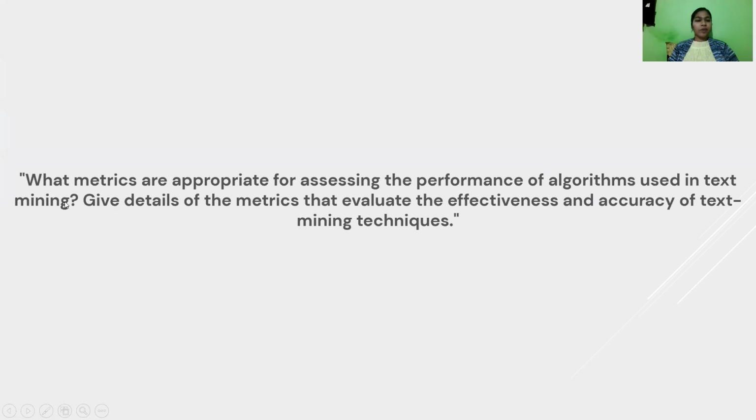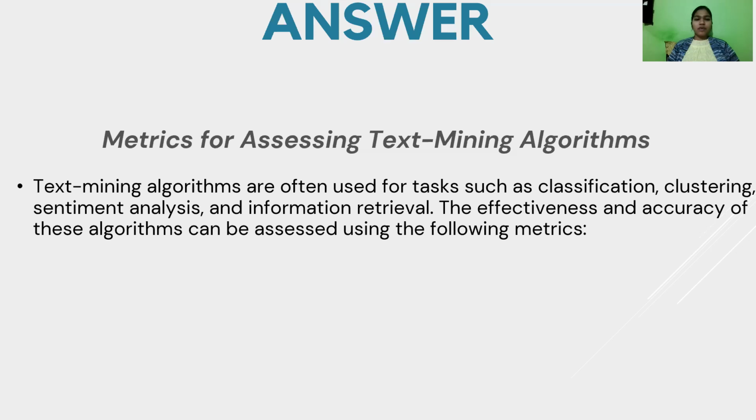Now, another question. What metrics are appropriate for assessing the performance of algorithms using text mining? Give details of the metrics that evaluate the effectiveness and accuracy of text mining techniques. Metrics for assessing the text mining algorithms. Text mining algorithms are often used for tasks such as classification, clustering, sentiment analysis, and information retrieval. The effectiveness and accuracy of these algorithms can be assessed using the following metrics.